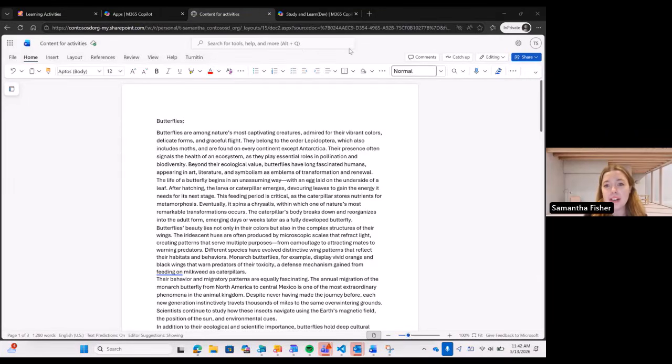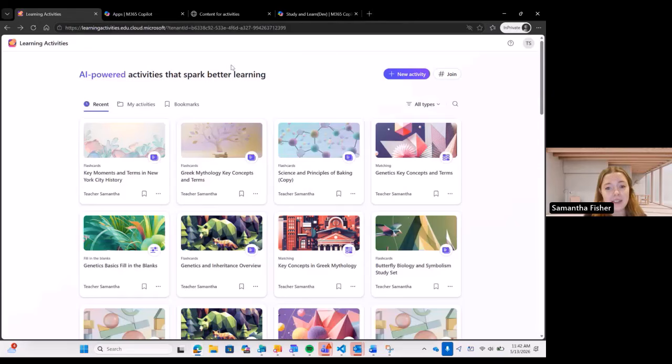So I am going to show you how to get to learning activities. This is what the Learning Activities homepage looks like. We do have this web app where you can create all of your own learning activities. Right here, you can create flashcards, fill in the blanks, matching. If you're a student, you would also see a self-quizzing option here. And this is really easy to get to.